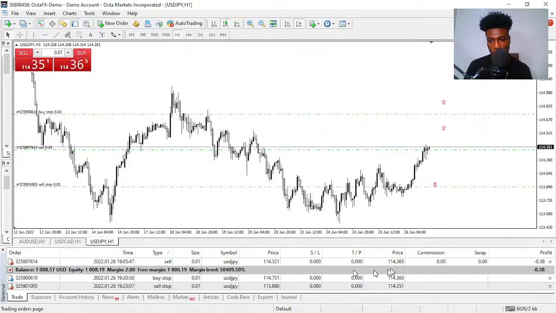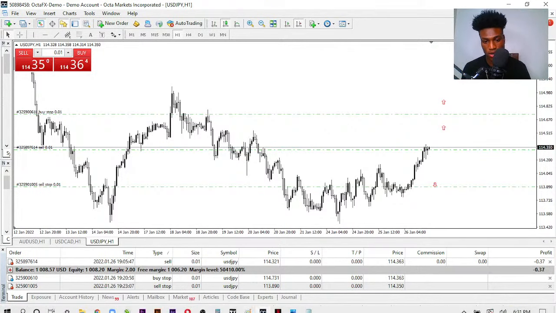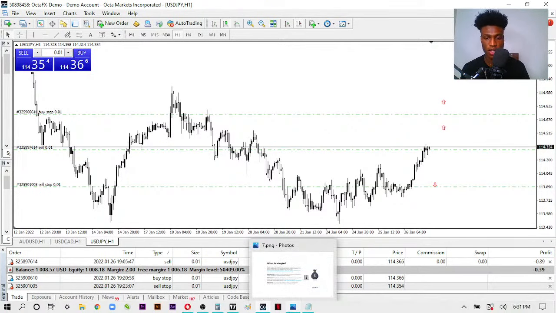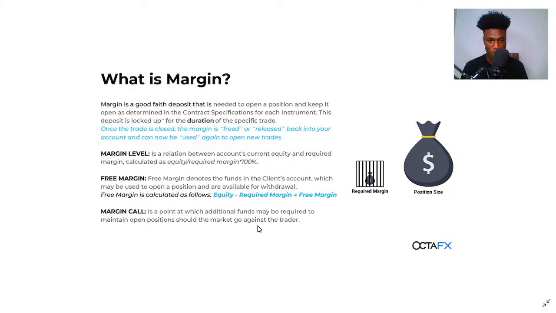Okay, so if my profit increases, my free margin increases. If my trade is in loss, then my free margin reduces, just like you have here. Okay, I think that's pretty understandable. So free margin tells you this is the amount that you have to open new trades, or this is the amount that you have that you can withdraw from.